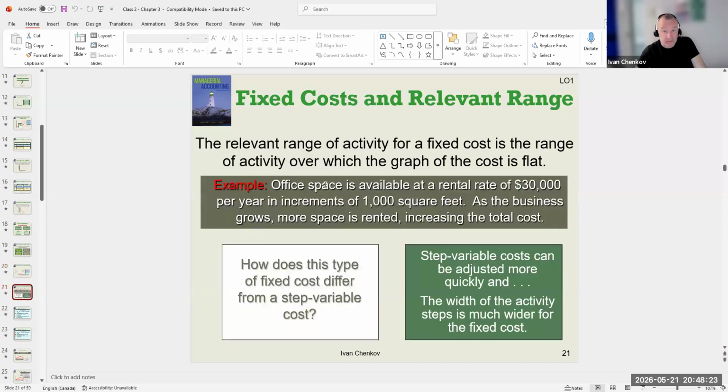So the relevant range of activity for the fixed cost is the range of activity over which the graph of the cost is flat, meaning the same. If the office space is available for rent for $30,000, that means the increment is 1,000 square feet. So for every 1,000 square feet, the next increment is 30,000. So for 1,000 square feet, 30,000. For 2,000 square feet, 60,000.